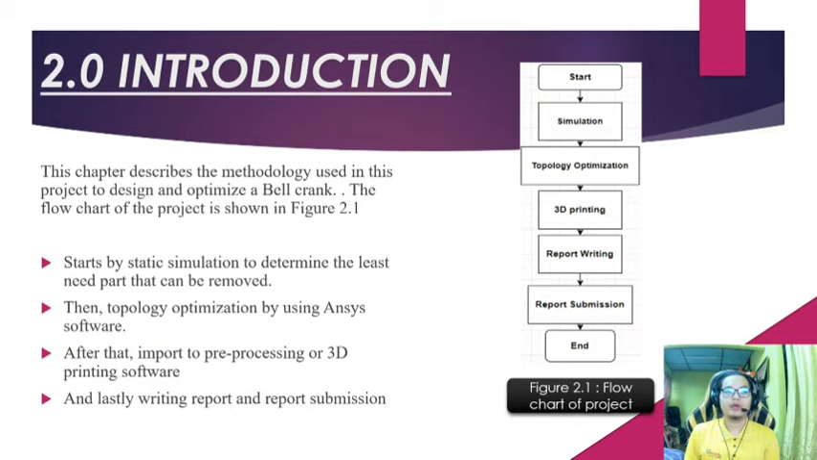Next, I will continue with the introduction of the methodology. This chapter describes the methodology used in this project to design and optimize the bell crank. The flowchart of the project is shown in figure 2.1. From figure 2.1 we can see that, starting the project, we simulate the static simulation of the product, and after that we do the topology optimization of the product.